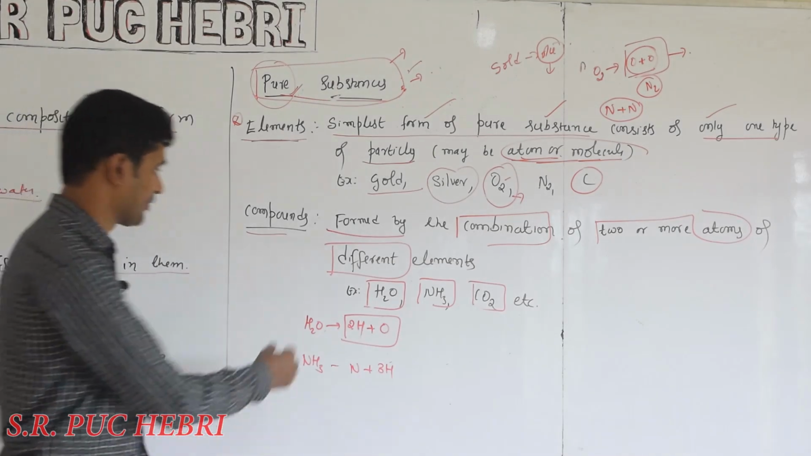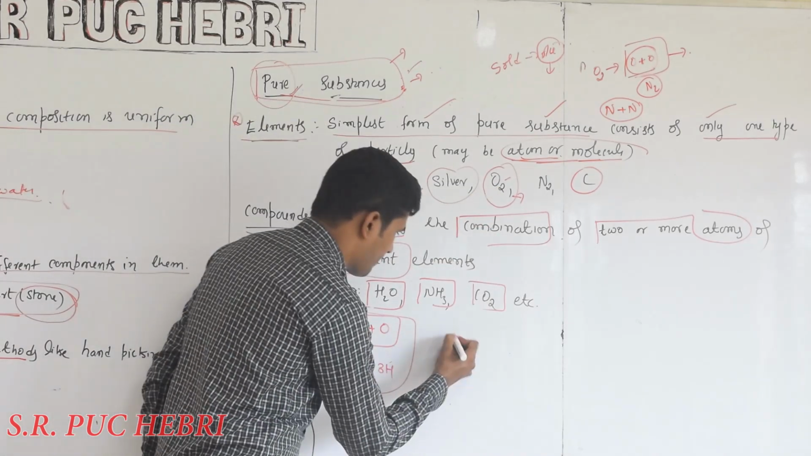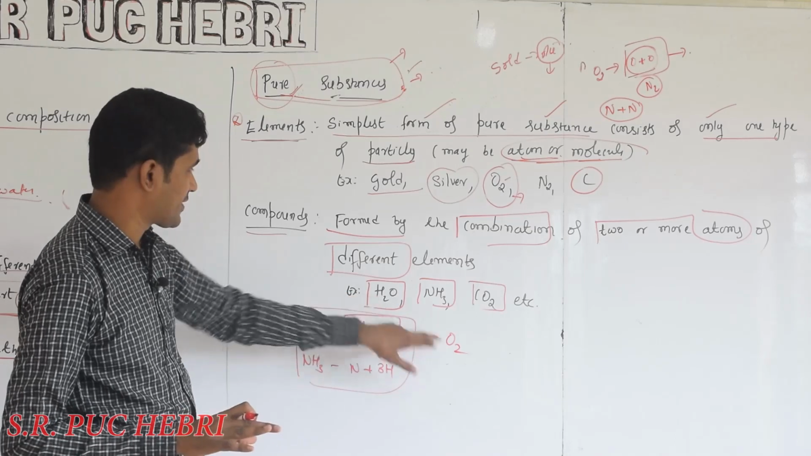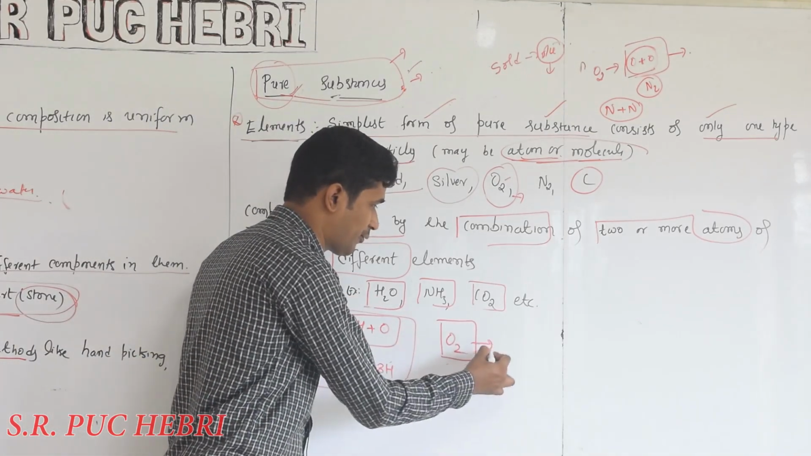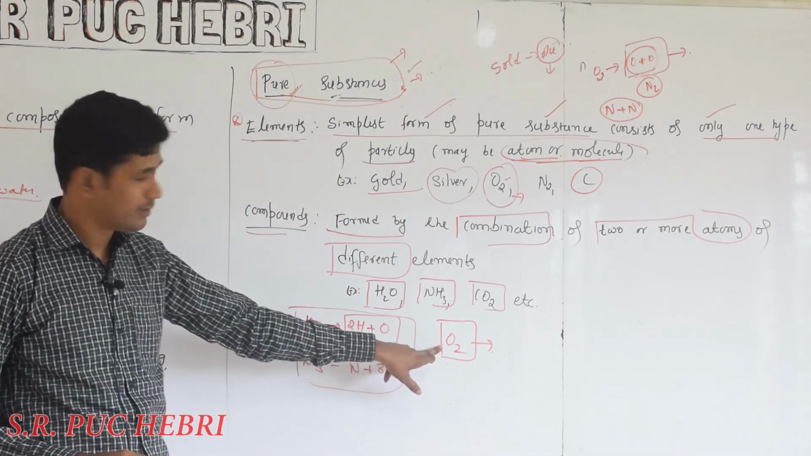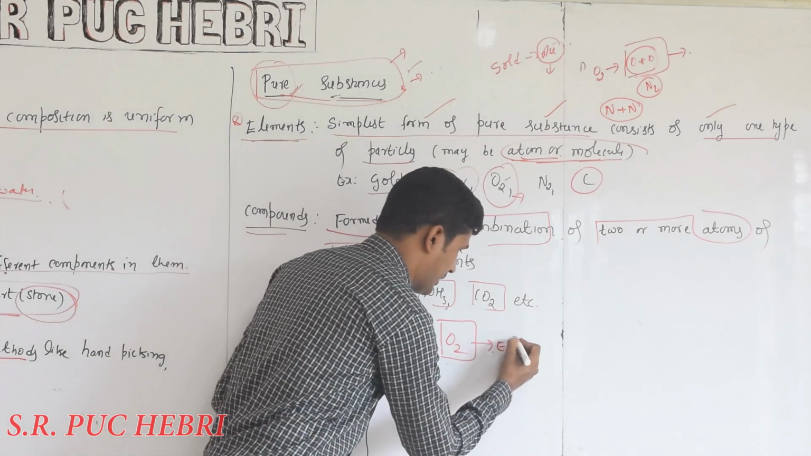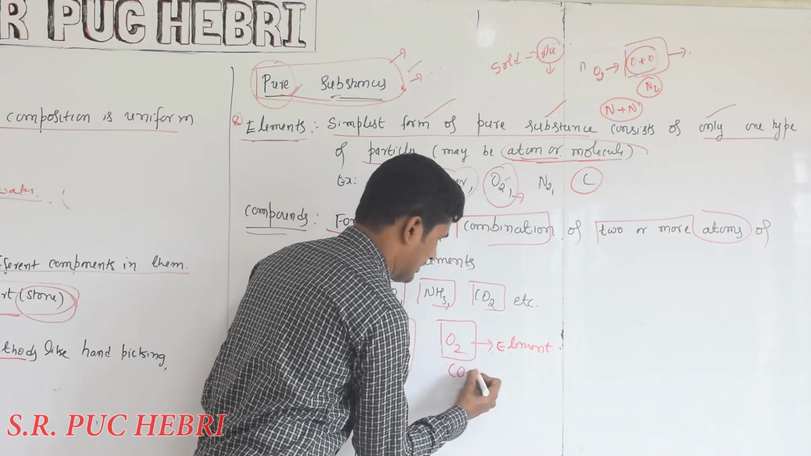Hope you understood. O2 is a molecule, and H2 is also a molecule. What's the difference between these two? Here oxygen is formed by the combination of two atoms of the same element, so that's why it is an element. Understood? If I consider carbon monoxide, this is a compound.